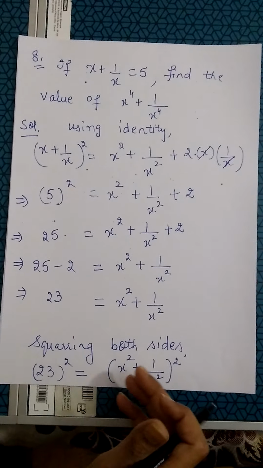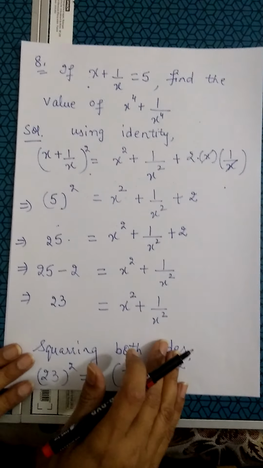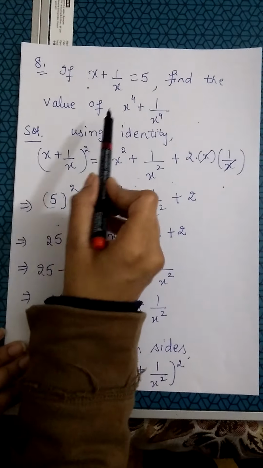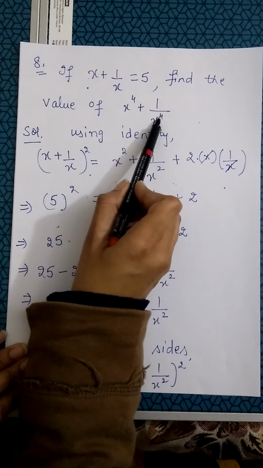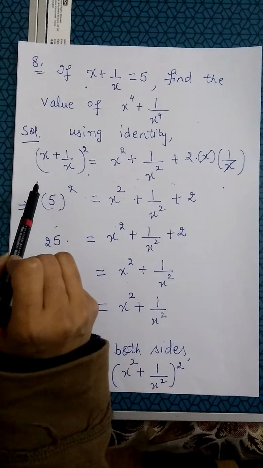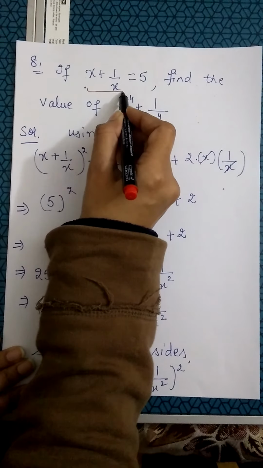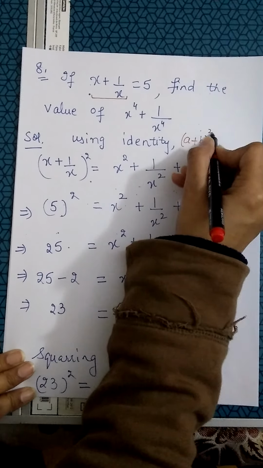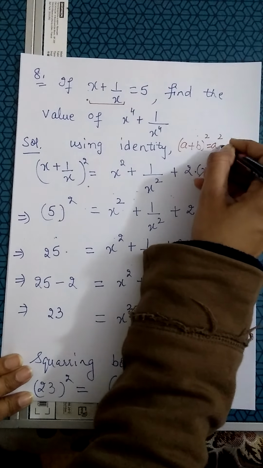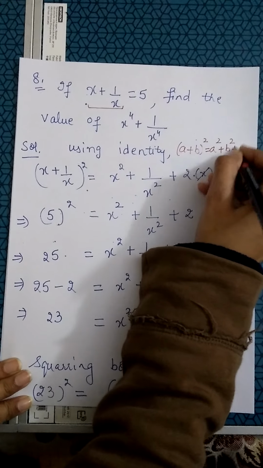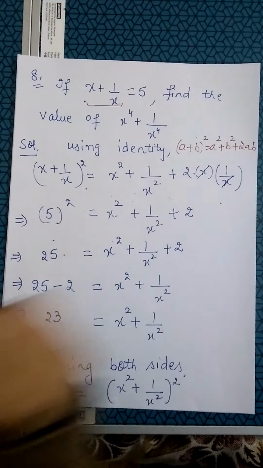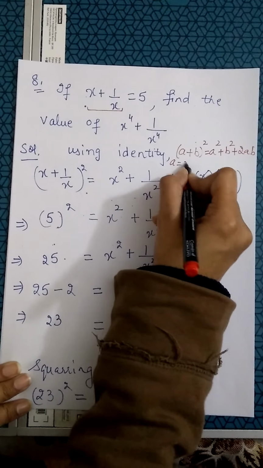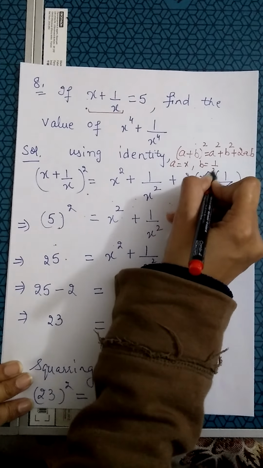Let us discuss question number 8. Now, if x plus 1 over x is 5, find the value of x raised to power 4 plus 1 over x raised to power 4. Now, I can compare this with the identity (a plus b) whole square, which is equal to a square plus b square plus 2ab, where a is x and b is 1 over x.